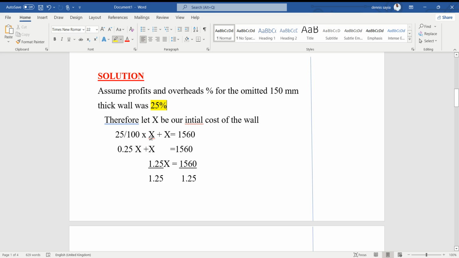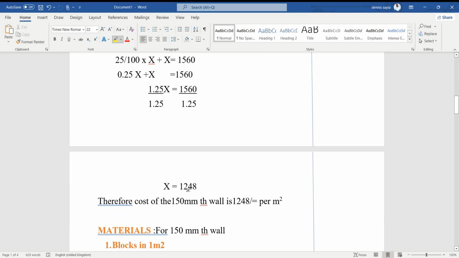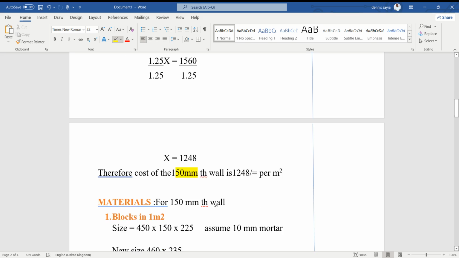Now, when we have X, we need to find how much it was before the 25% profit. So it's 25 over 100 times X, which is the initial cost, plus X. That gives us a total of 1560. This is inclusive of the profit. But now we want to find the cost without the profit. So 0.25x plus x is 1560. 1.25x is equivalent to 1560. So our x will be 1248. Now this is the cost of the 150 millimeters thick wall.